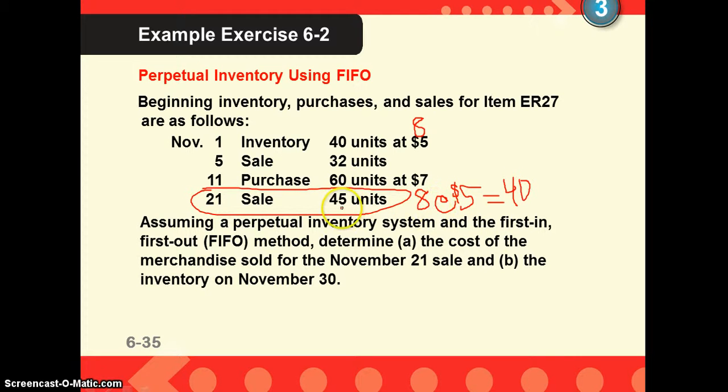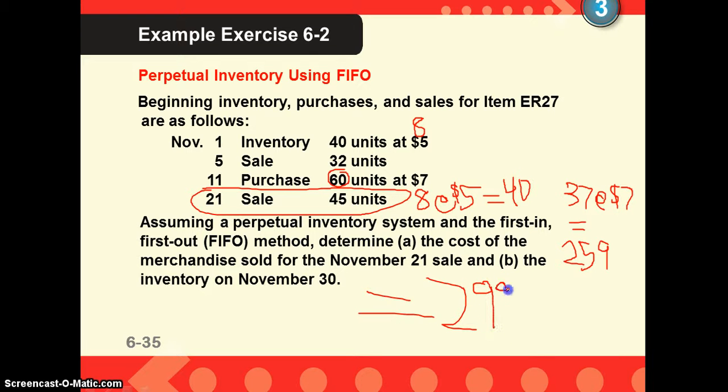We still need 37 units to sell. 37 plus the 8. The other 37 units are going to have to come from this purchase. So 37 units at $7. Pulling my calculator out for this one, equals $259. So our cost of merchandise sold is the $259 from that purchase plus the $40 from this purchase, which equals $299. COMS, cost of merchandise sold.